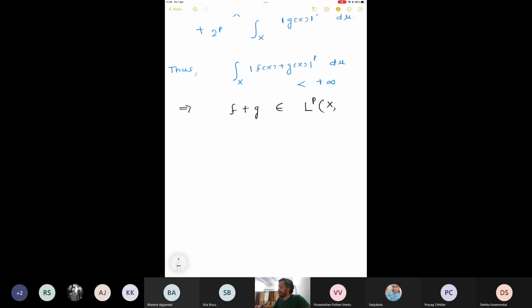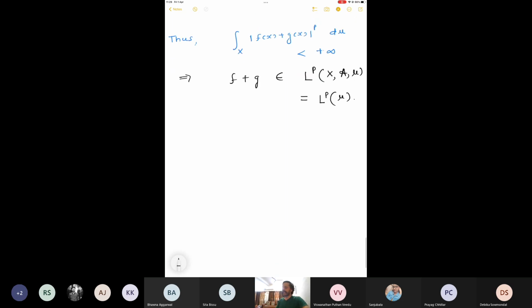For simplicity, we shall just write LP mu. We can forget about x and a. That's notation, another notation. So f plus g is in LP mu. So whenever f and g are in LP mu, f plus g is in LP mu.